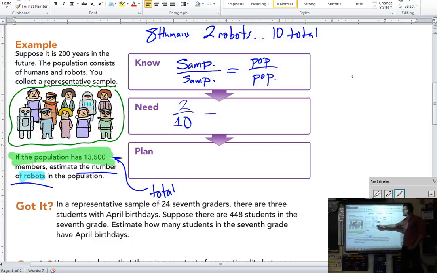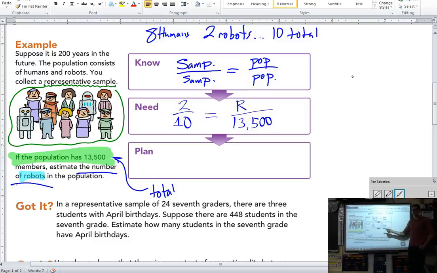So now this will be robots in total out of the population. I don't know how many robots there are in the population. So I'm just going to make that an R. Jeremiah, how many do I have total in my population? 13,500. Yeah, in this situation, my population is 13,500. So make sure my top agrees with my top, robots, robots. Bottom agrees with bottom, total of everyone, total of everyone. This is just total of everyone's sample, total of everyone's population. We can cross multiply and solve if we want.